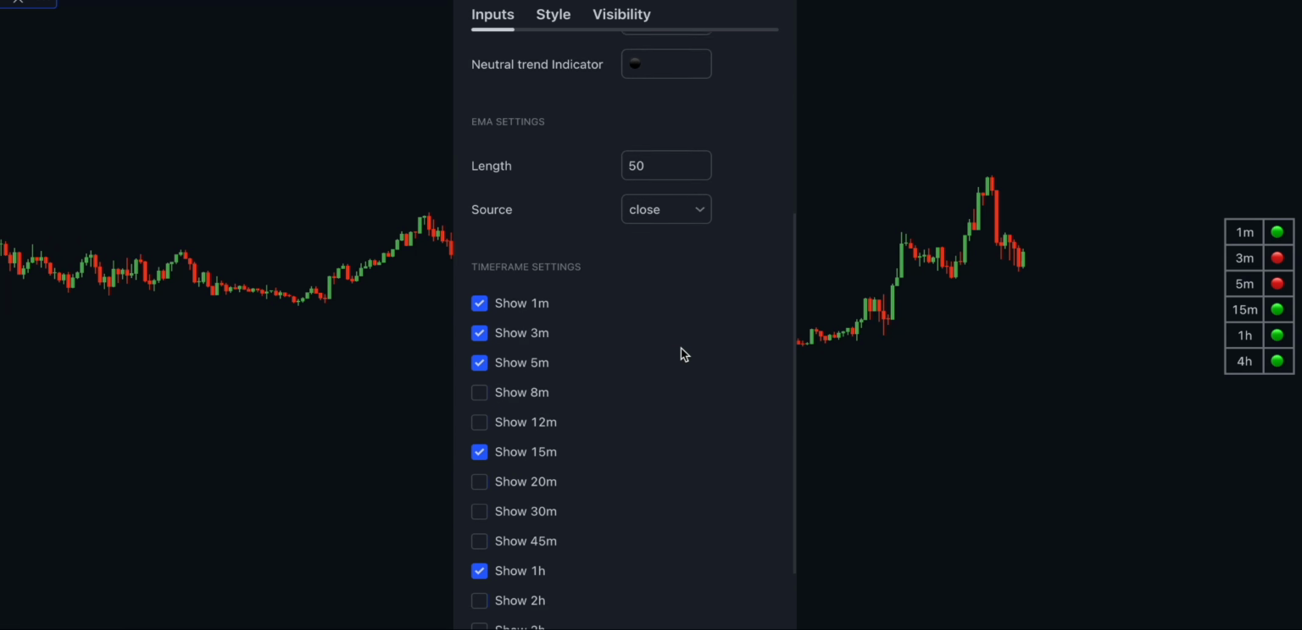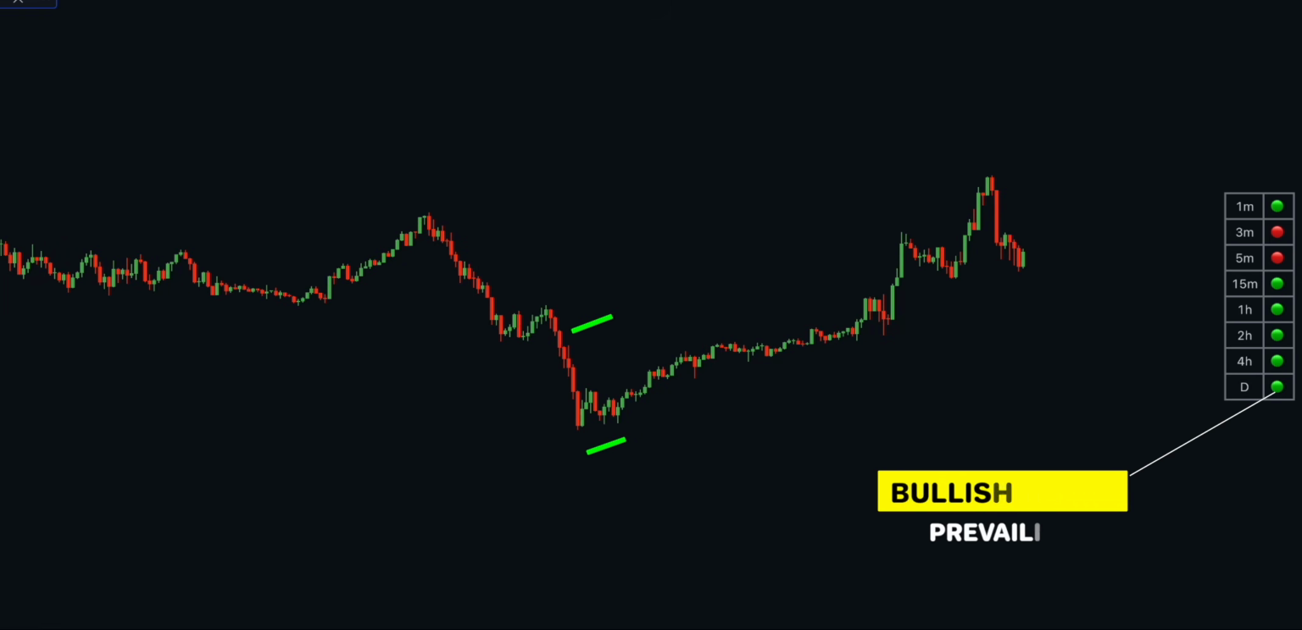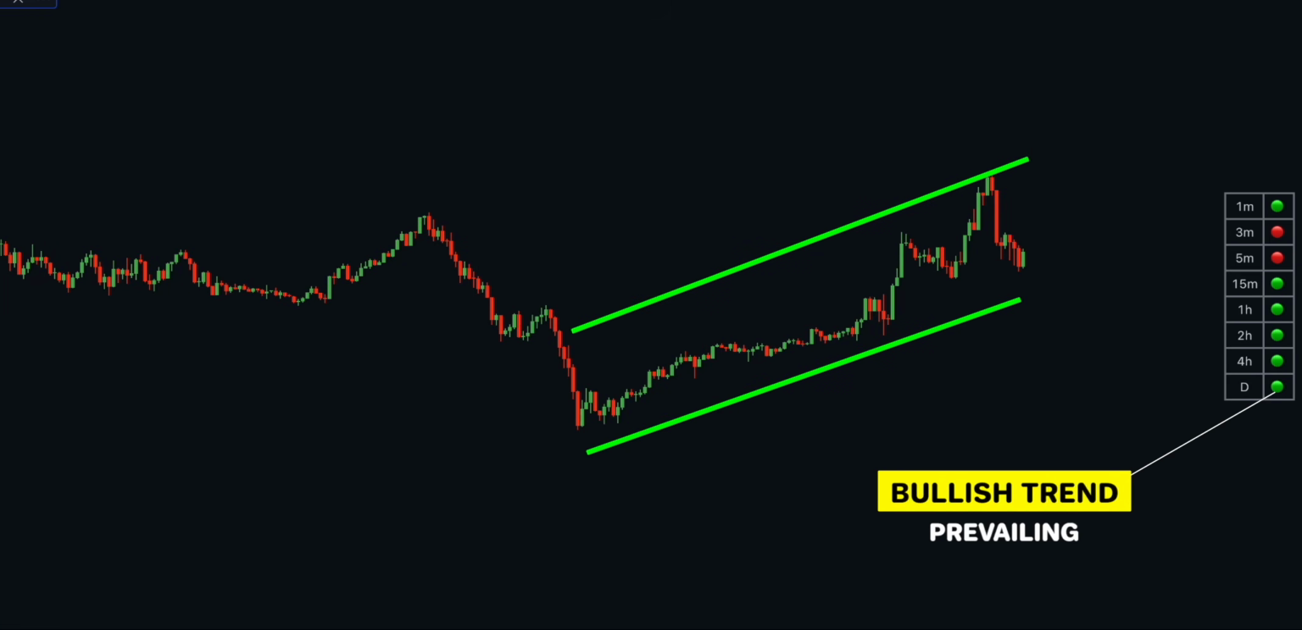The dashboard simplifies trend interpretation by displaying green and red symbols, indicating the relationship between two moving averages. This straightforward visualization makes it easier to grasp market trends at a glance.